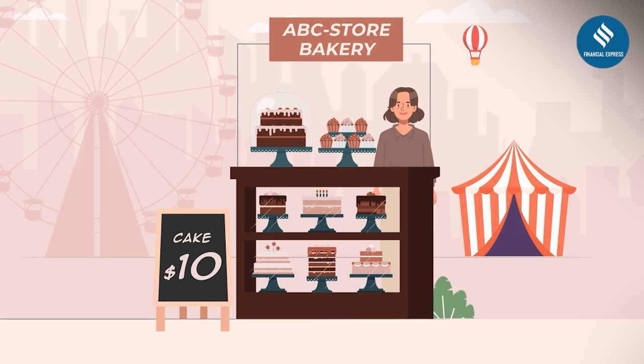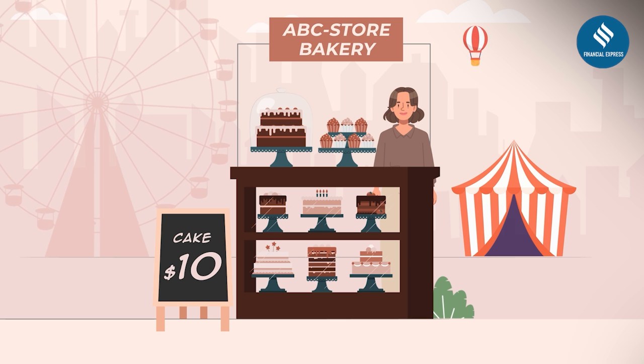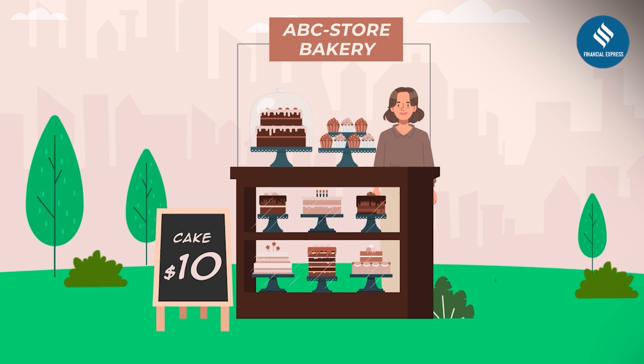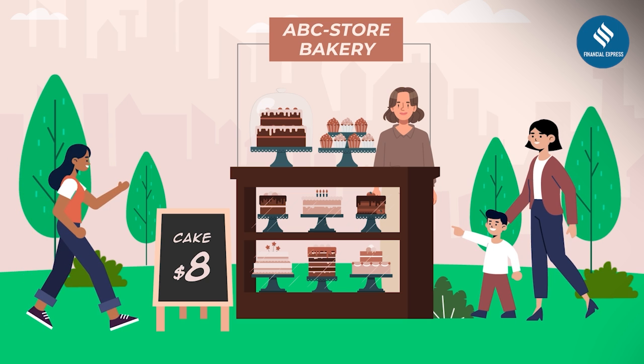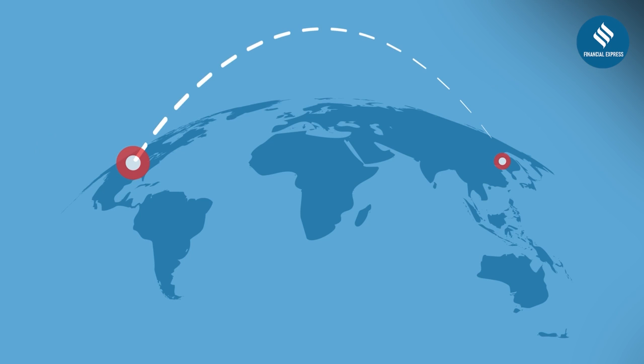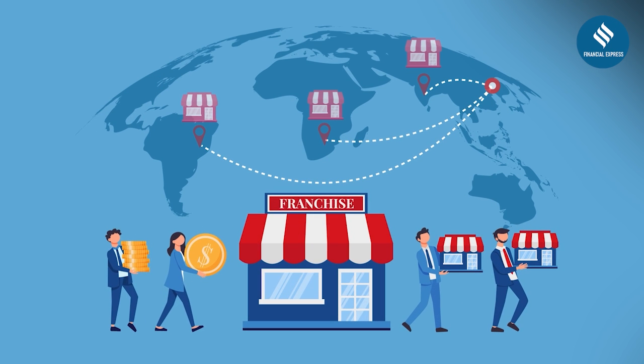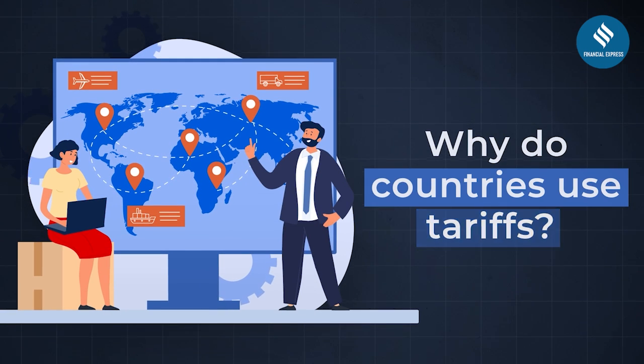But maybe your friend decides that selling her cake at the school fair is not worth it. She could set up a stand outside the school and sell her cake for $8, which means she will make some extra money without having to pay your teacher's tariff fee. This is what happens when countries choose a different market, taking their goods to a country without tariffs or with lower tariffs. Why do countries use tariffs?